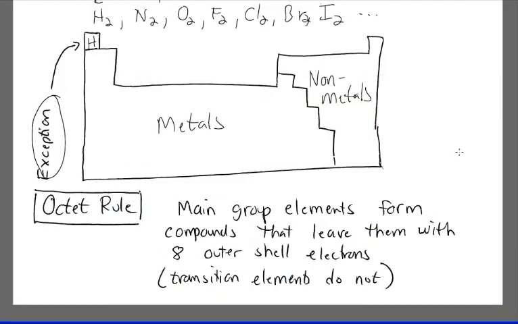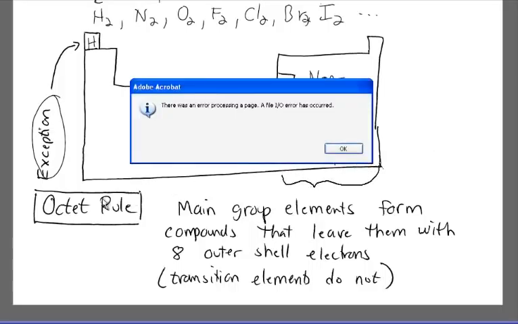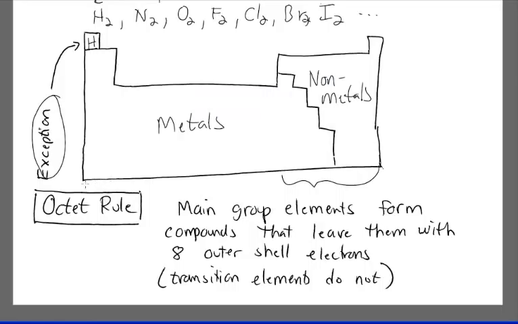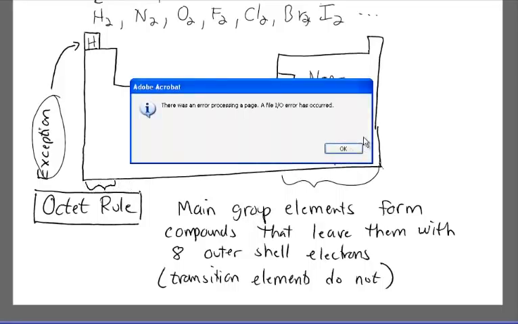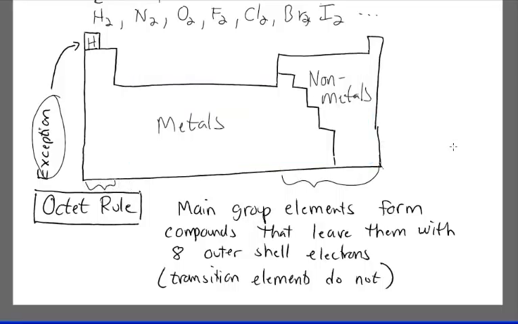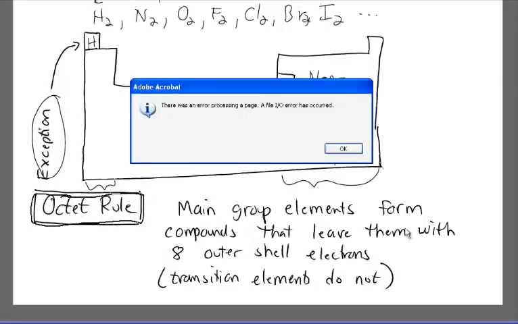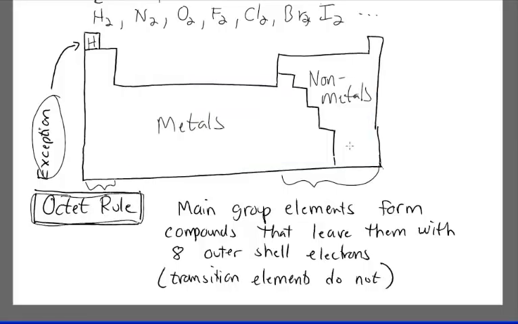The main group elements, main group means this area and this area, will form compounds that leave them with 8 outer shell electrons, and this is known as the octet rule. They have 8, an octet, and the transition metals do not do that. So that is the octet rule.